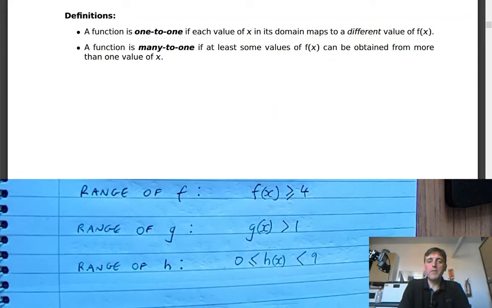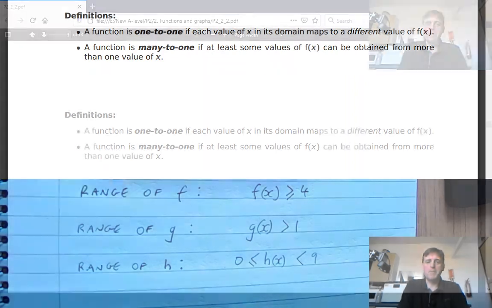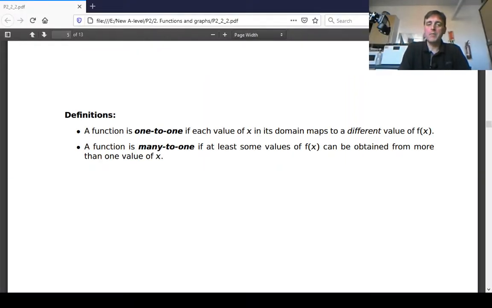So there we go with our definitions of range and domain. Hopefully that made sense, and I would strongly encourage you, whenever you're considering range and domain, to consider the graphs of the functions to make sure that you're including all those bits that you need to. A couple more definitions that we need to know about here, though. We need to know about functions, whether they are one-to-one functions or many-to-one functions. I've put some definitions on the screen there.